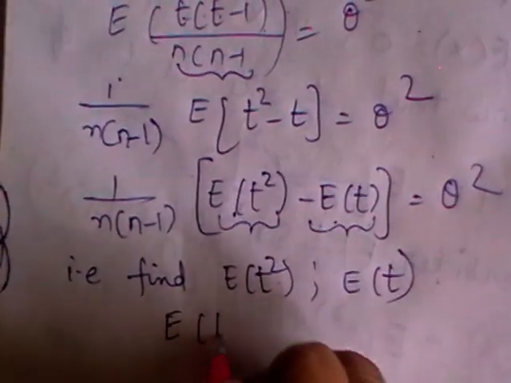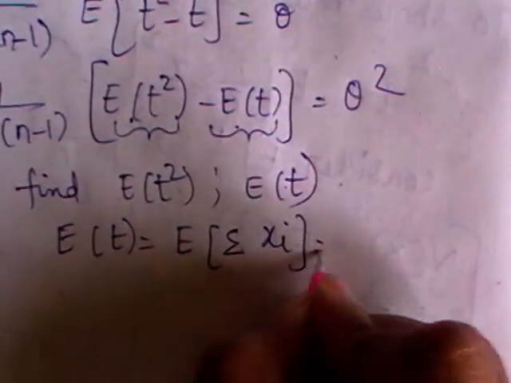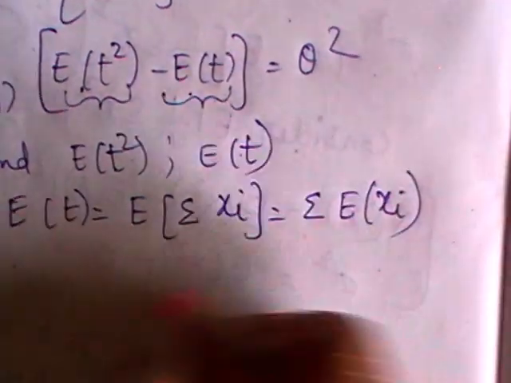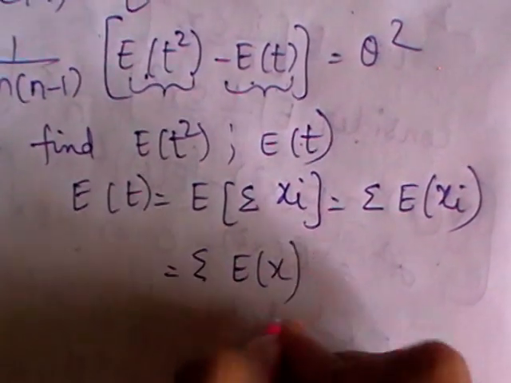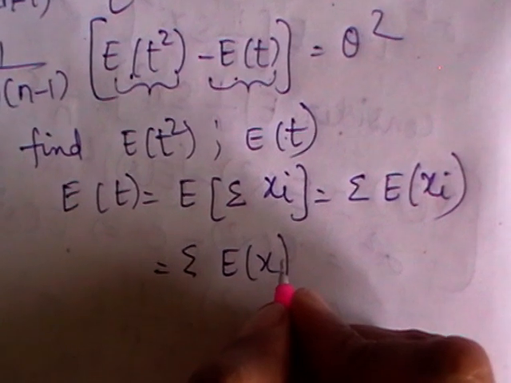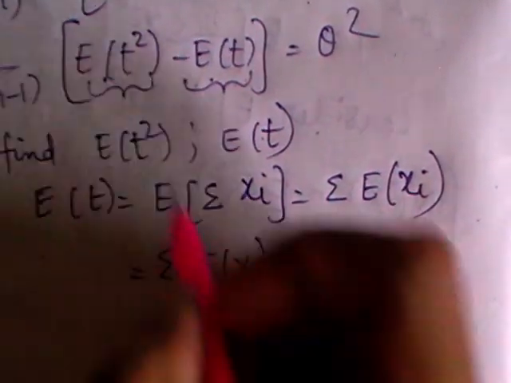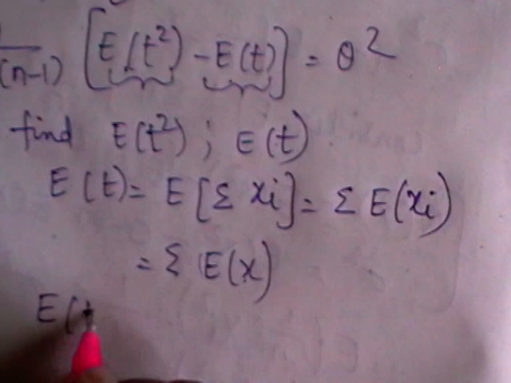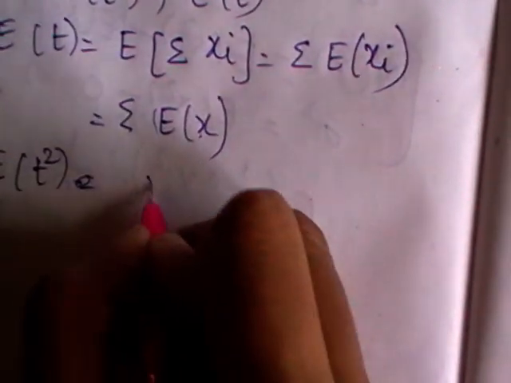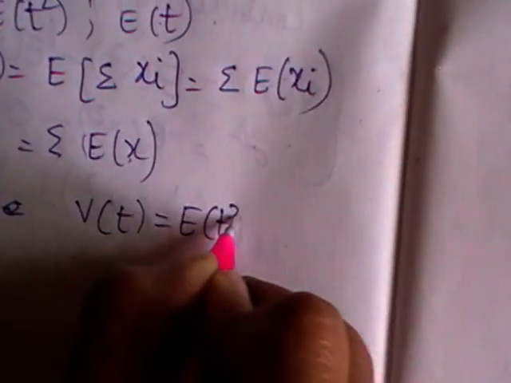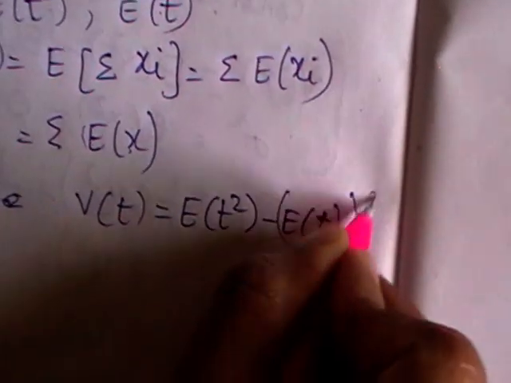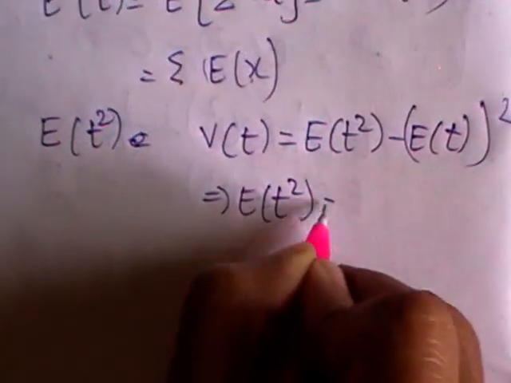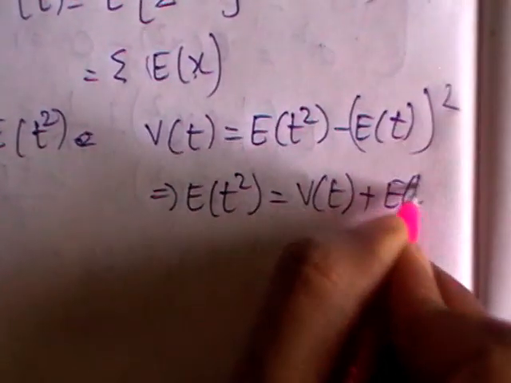So what is E of T? E of T is nothing but E of, what is T in terms of X? T is equal to sigma Xi. If sigma is taken out, sigma E of Xi. So here the mean and variance are not specified with the distribution. Moreover, you need to calculate E of Xi using it's a discrete distribution. Using this distribution, you need to calculate E of X, and similarly, for E of T square, we find out what is V of T. V of T is equal to E of T square minus E of T whole square. From this, E of T square is nothing but variance of T plus expectation of T whole square.